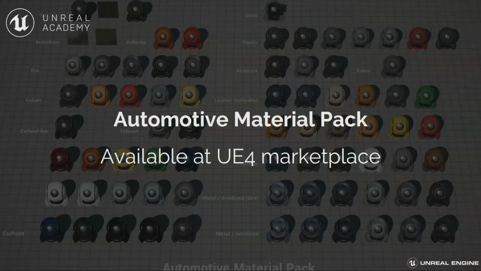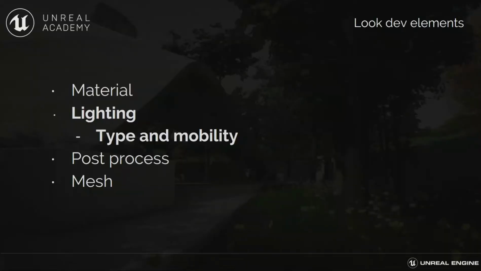So all the materials that I just talked about, including other awesome materials, are available on the UE4 marketplace, called the Automotive Material Packs. You can just download it for free, and then you can use it for any UE4 project. Also, you can just open it up and try to reverse engineer how the material has been made. So that was the material.